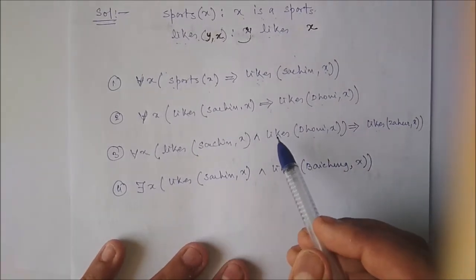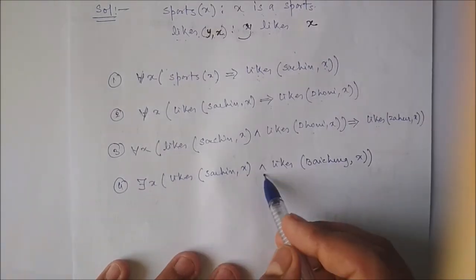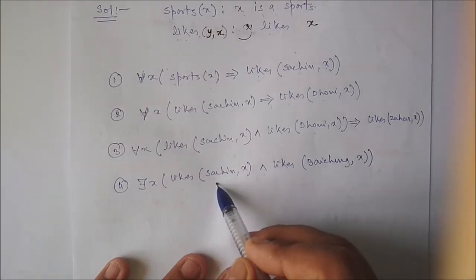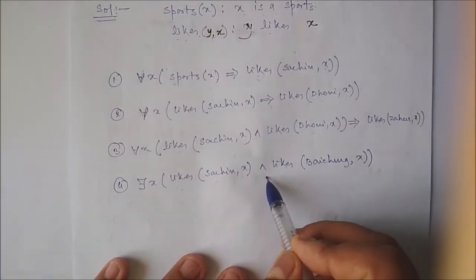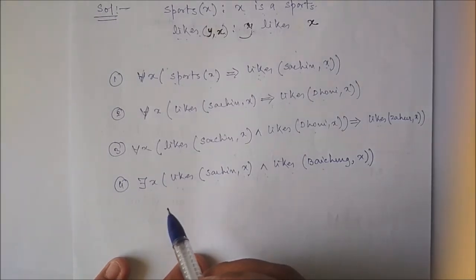Baichung Bhutia likes a few of the sports which Sachin likes. So few of means there exists some x, and there you have to apply the conjunction and. So likes(Sachin, x) and likes(Baichung, x). In this way you can represent this.